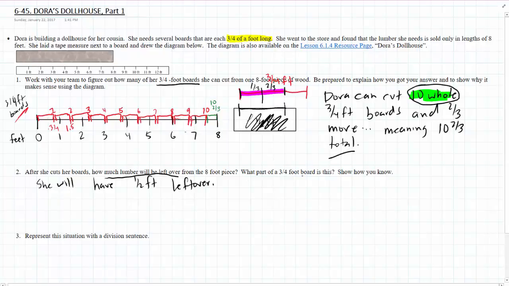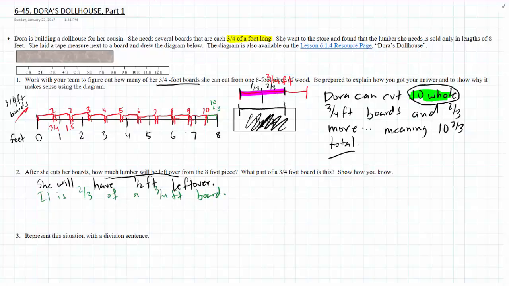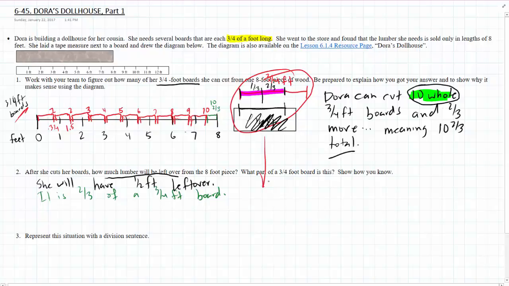What part of a 3/4 foot board is this? So that's the second part of the question. I'm going to answer that in a different color just so it's a little obvious. What part of a 3/4 board is this? It is 2/3 of a 3/4 foot board. And then finally, show how you know the answer. Well, we sort of showed it up here. We actually already did show it here when we drew this diagram right here. So that sort of answers the diagram portion.